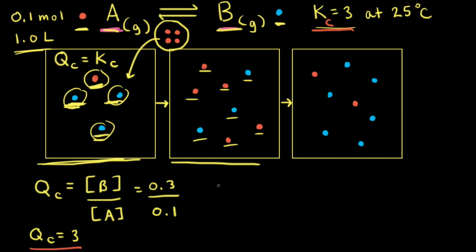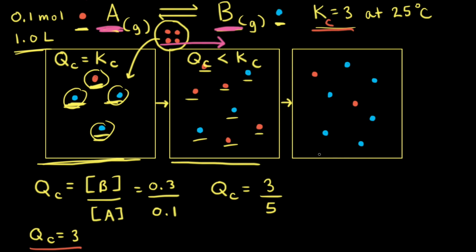Let's calculate QC at this moment in time, so just after we introduce the stress. Since there are 3 blue particles and 5 red particles, QC is equal to 3 divided by 5, which is equal to 0.6. Since QC is equal to 0.6 and KC is equal to 3, at this moment in time, QC is less than KC. So there are too many reactants and not enough products. Therefore, the net reaction is going to go to the right, and we're going to decrease the amount of A, and we're going to increase the amount of B.